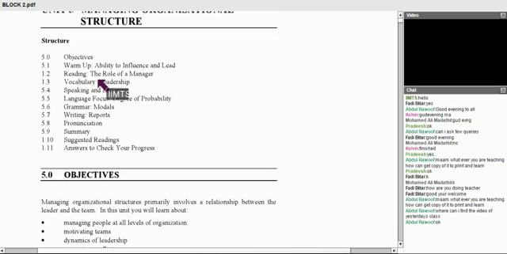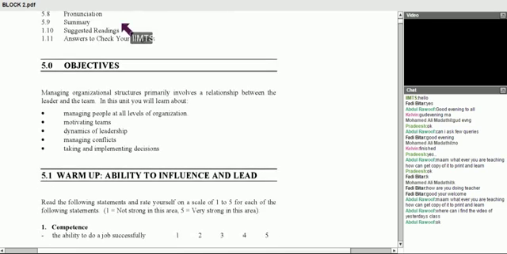So, what all stuff we are going to study under this chapter are as follows: objectives, warm-up ability to influence and lead, reading, the role of a manager, vocabulary, leadership, speaking and listening, language focus, degree of probability, grammar, writing reports, pronunciation, summary, suggested reading, answers to check your progress.